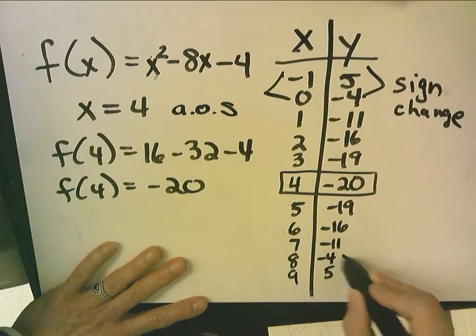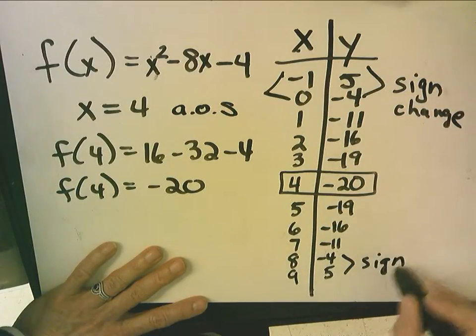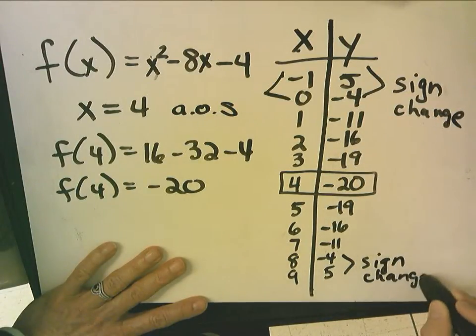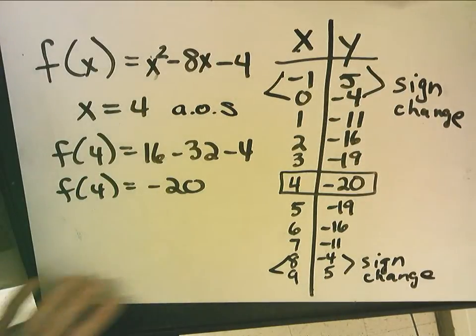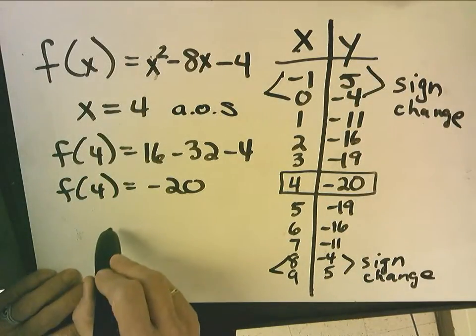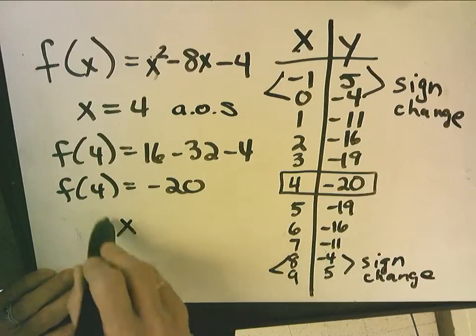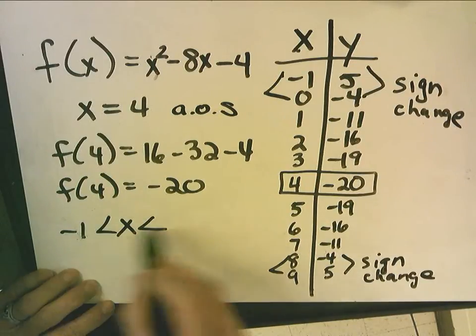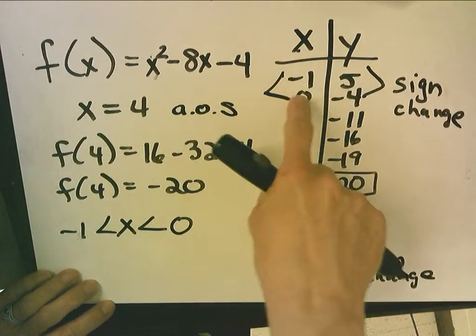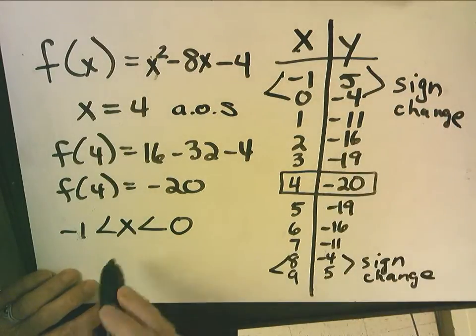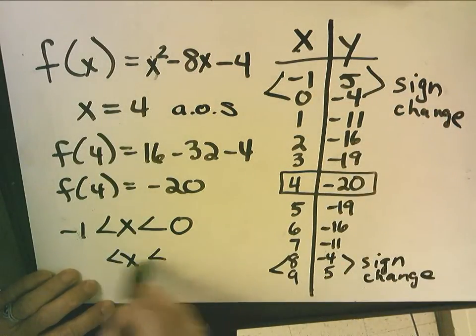So for this one, here's a sign change too. Your answer is going to be approximate. You're going to say x is somewhere in between negative 1 and 0, because I know between negative 1 and 0 there will be a sign change. And x is in between 8 and 9.